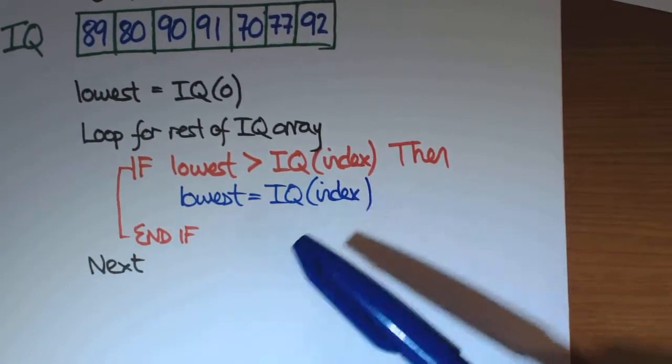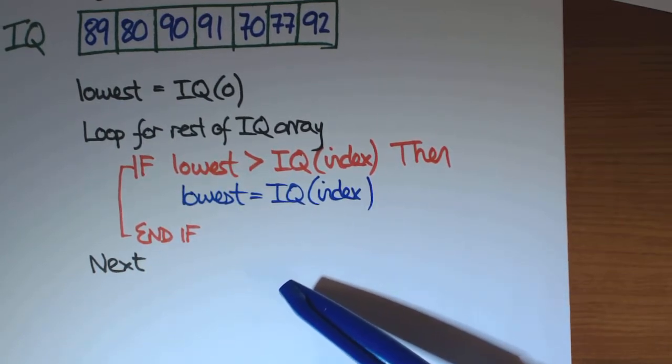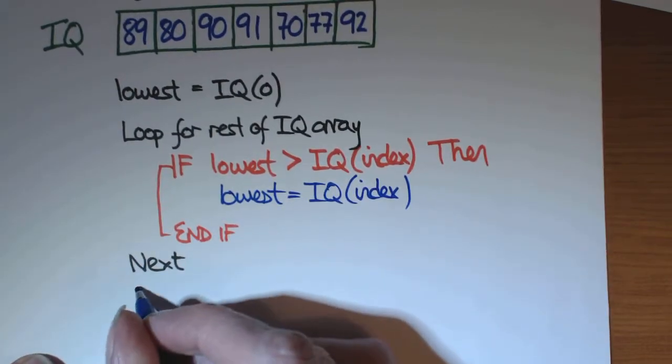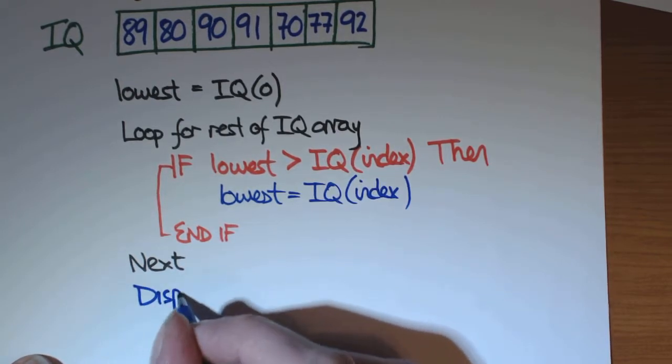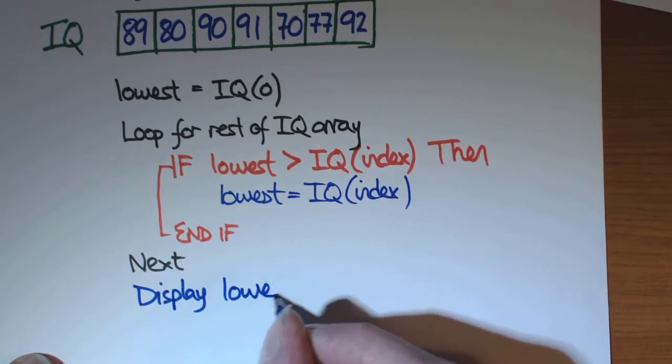If you wanted to print out the smallest, okay, to make sure you get that mark, you actually need to then, at the end, just say display lowest.